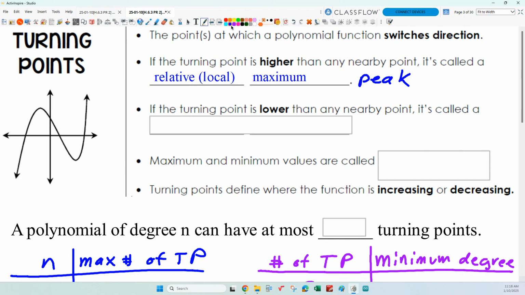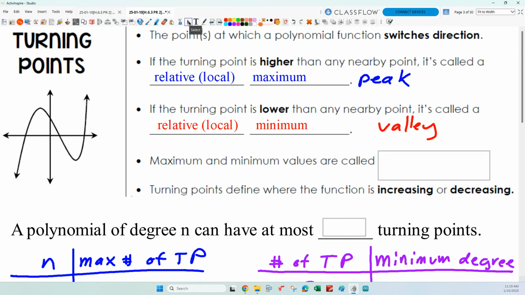If the turning point is lower than any nearby point, what do you think we're going to call it? Minimum, yeah, a relative or local minimum. And that's always going to look like a valley. When we get into calculus, one of the things we do is find relative extrema, relative minima and maxima, and we can even determine their characteristics. Are they smooth peaks and valleys, or sharp peaks and valleys?